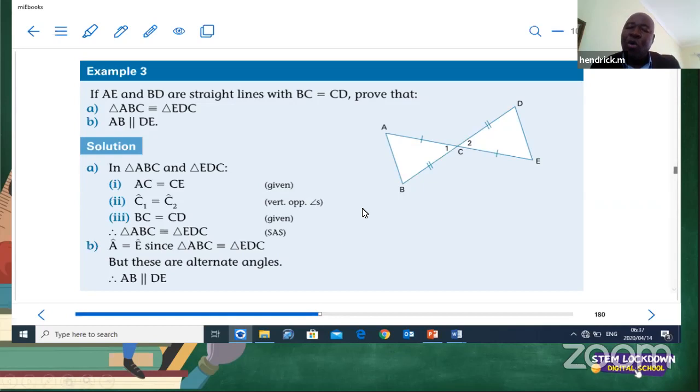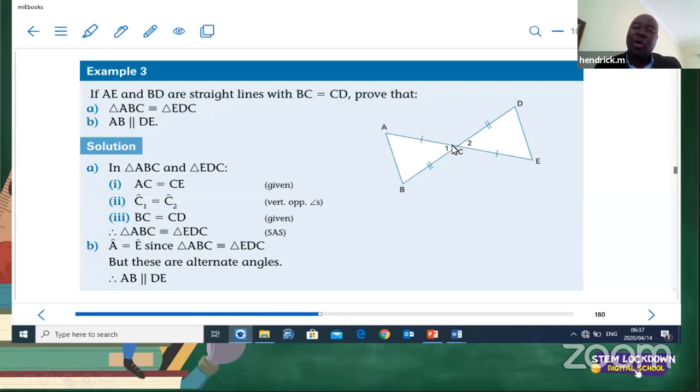And it also follows that angle B will be equal to angle D, because we've already proved congruence. Remember that congruency means same size and shape. Once you have proved congruency, even the corresponding angles will be equal. We've already proved that C1 is equal to C2, because these are vertically opposite angles.